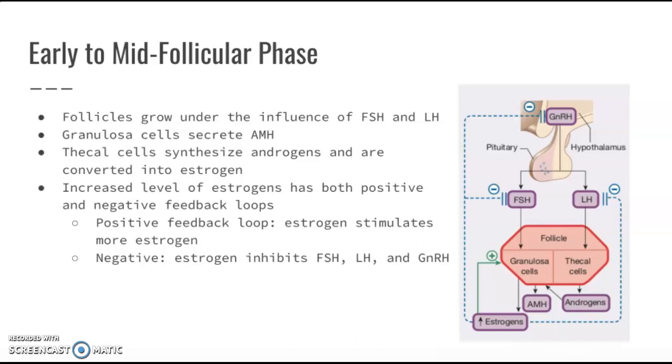So there's both a positive feedback loop and a negative feedback loop involved with estrogen here. The positive feedback loop is acted on the granulosa cells, and this allows the follicles to continue estrogen production even though FSH and LH levels decrease. And that is part of the negative feedback loop that you can see here. So the increase in estrogens inhibits both FSH and GnRH production. And then the thecal cells produce androgens, and those are converted into estrogen and then help with both of the types of feedback loops.